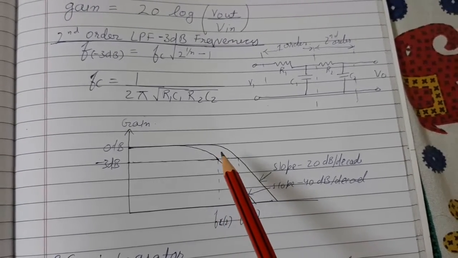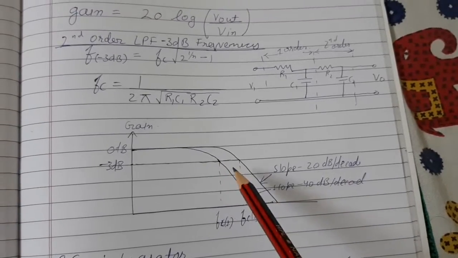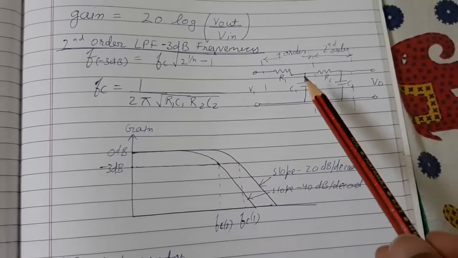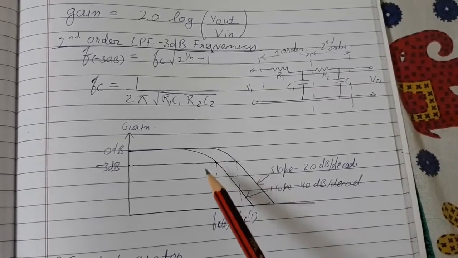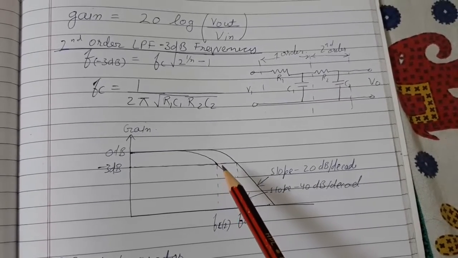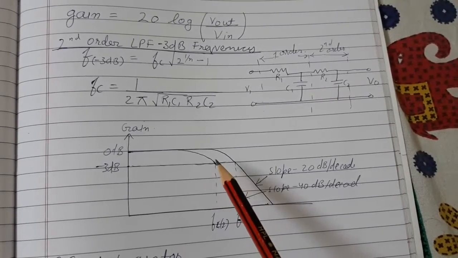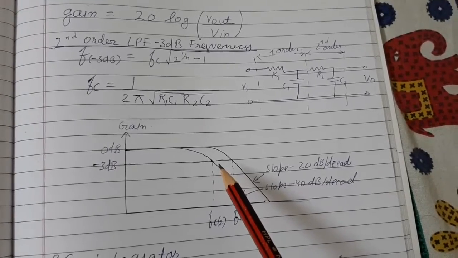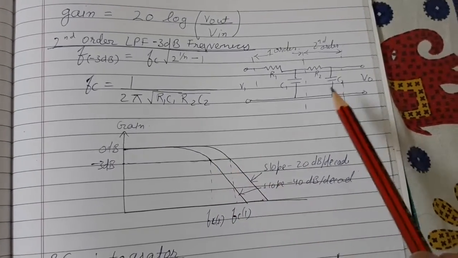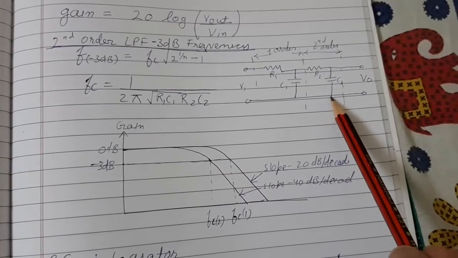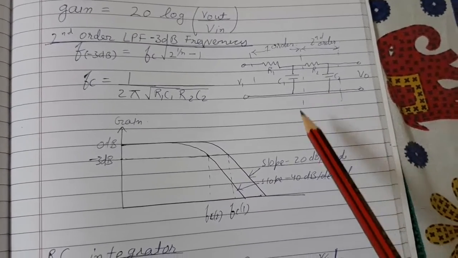Whenever we add higher orders into the RC circuit, our cutoff point gets shifted. To overcome this effect, we have to choose our next order capacitor and resistor accordingly.